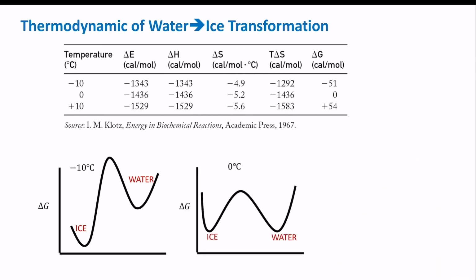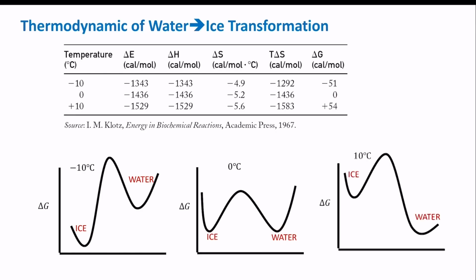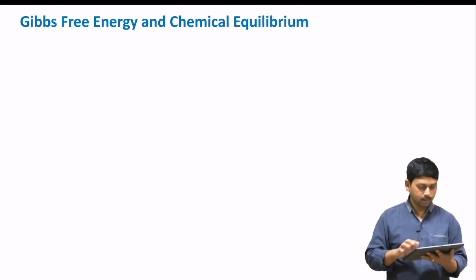At 0 degree, however, what happens is that ice and water, as I said, are equal in free energy, therefore, they will coexist. At 0 degree ice and water will coexist, because they have the same free energy, and at 10 degrees again the water will be lower in free energy and ice will be positive. So, this is the relative value with respect to water given here, and therefore, at 10 degrees centigrade we will observe water and not ice.